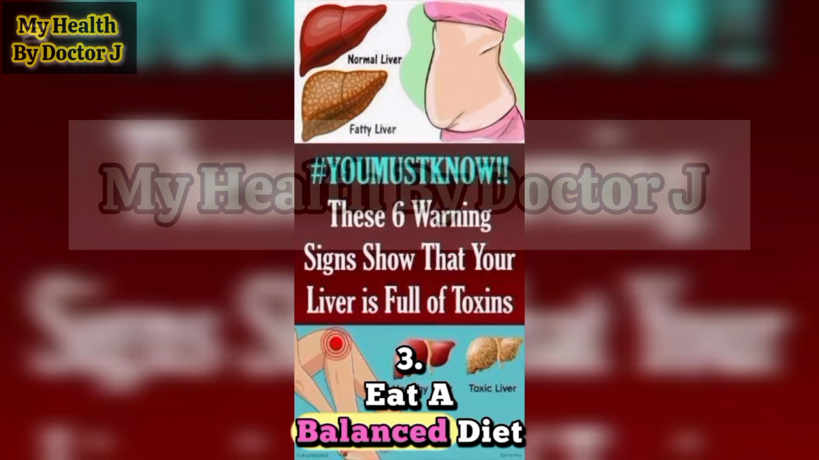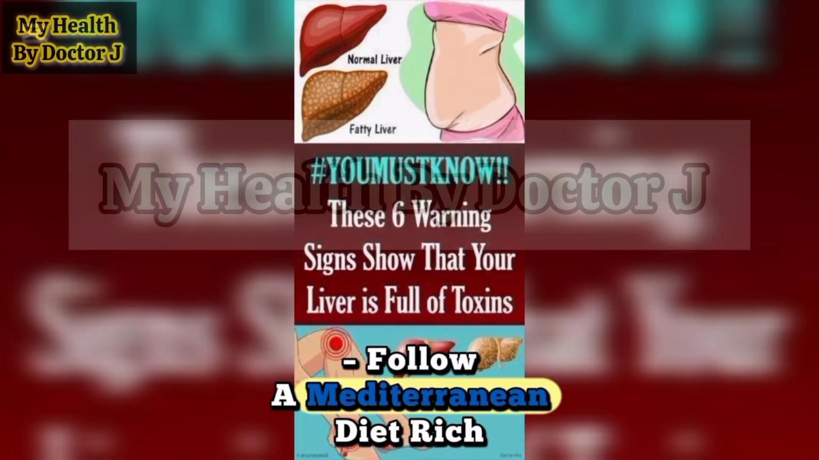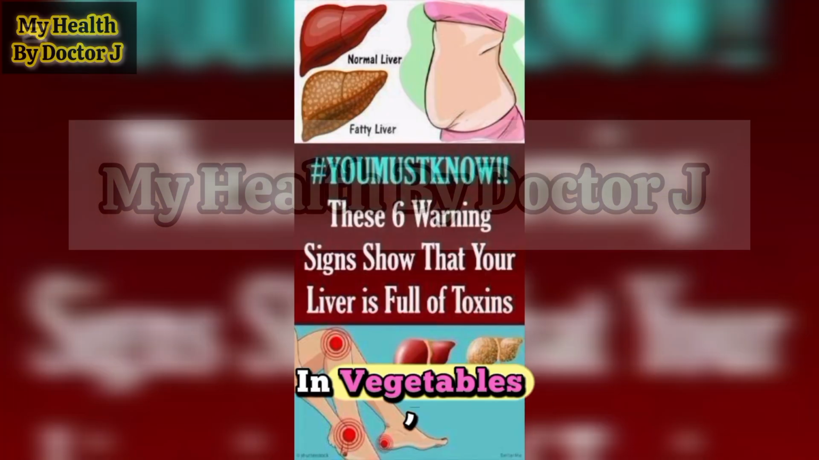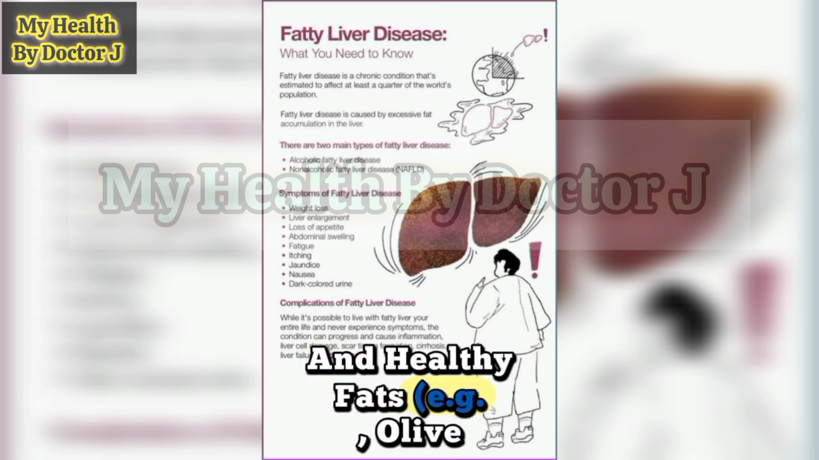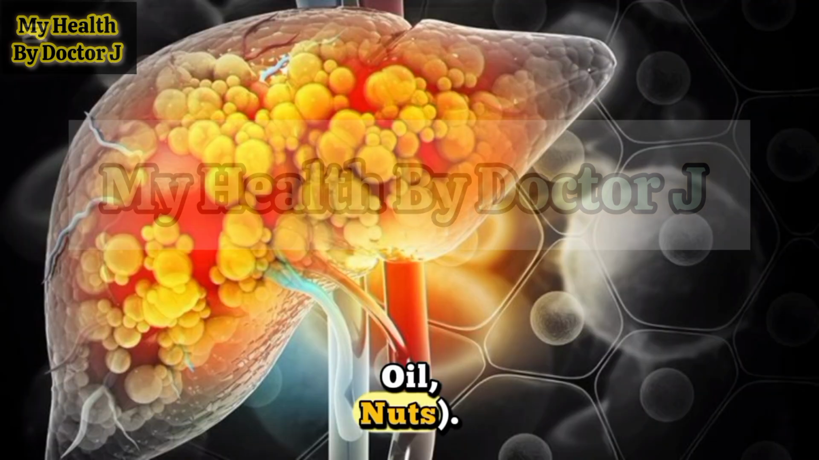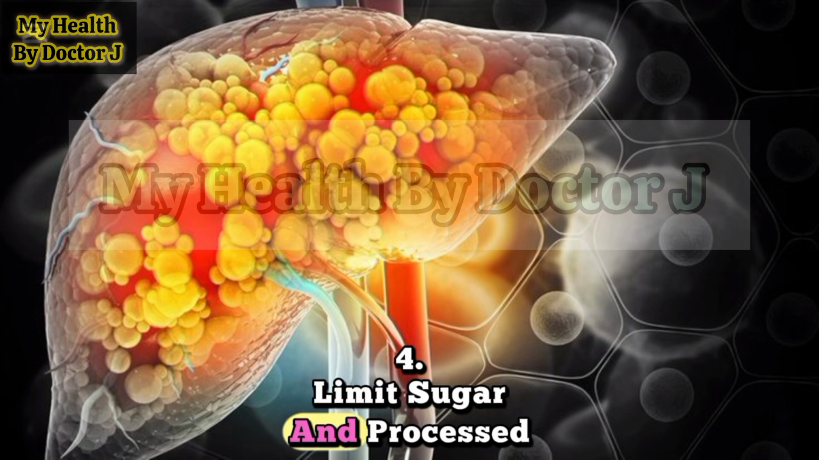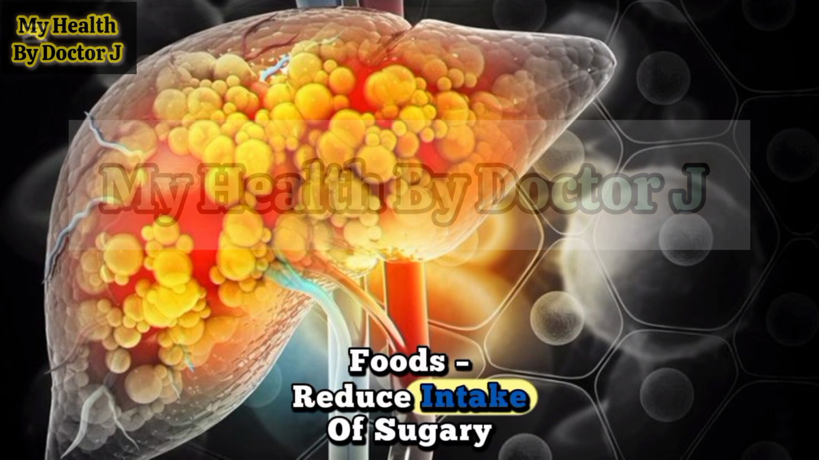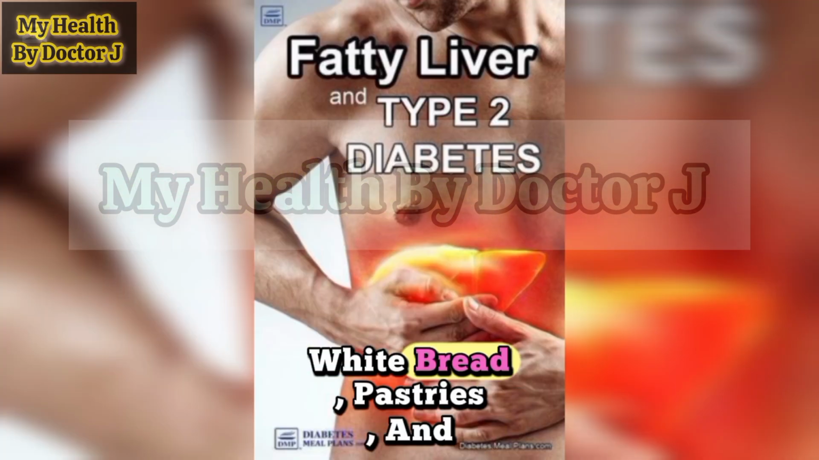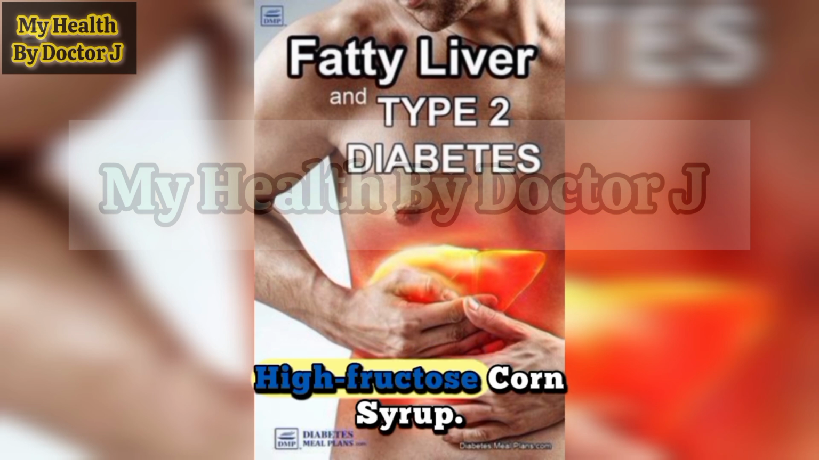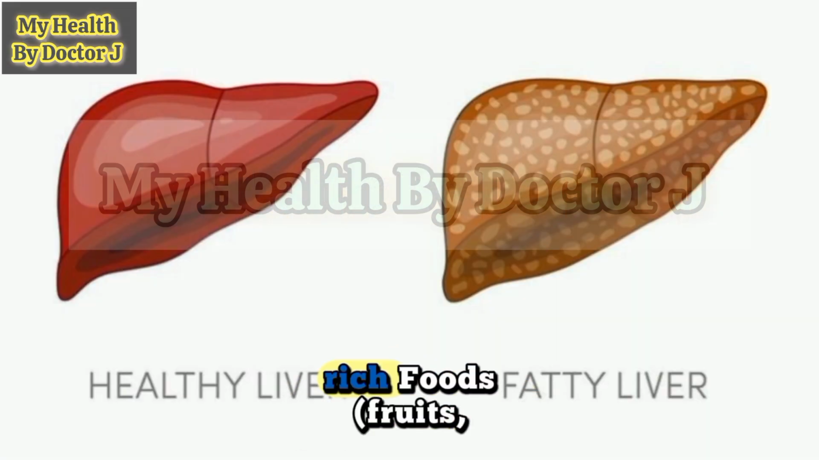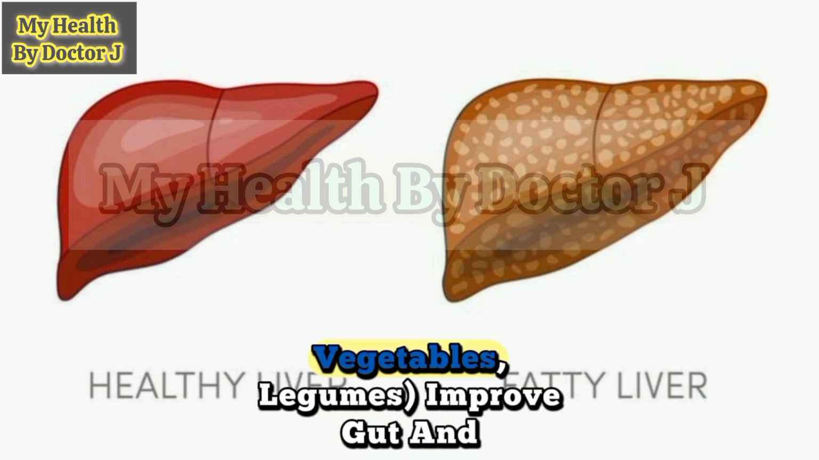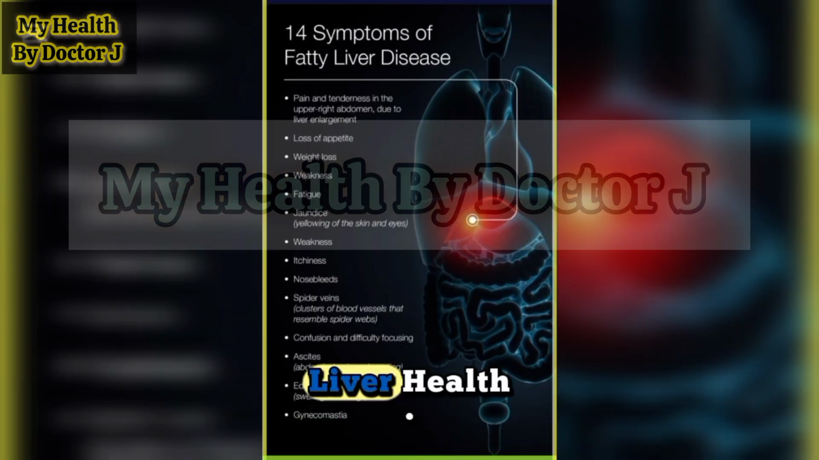3. Eat a balanced diet. Follow a Mediterranean diet rich in vegetables, whole grains, lean proteins, and healthy fats, for example, olive oil and nuts. 4. Limit sugar and processed foods. Reduce intake of sugary drinks, white bread, pastries, and high fructose corn syrup. 5. Increase fiber intake. Fiber-rich foods, fruits, vegetables, and legumes improve gut and liver health.